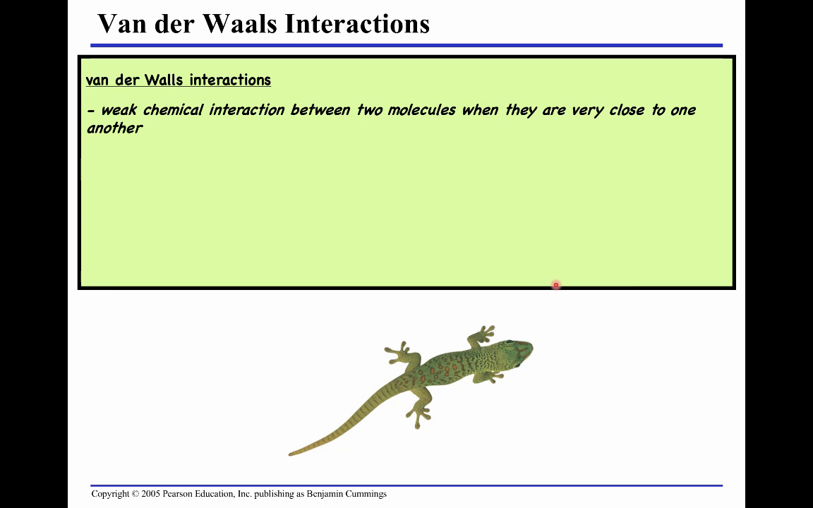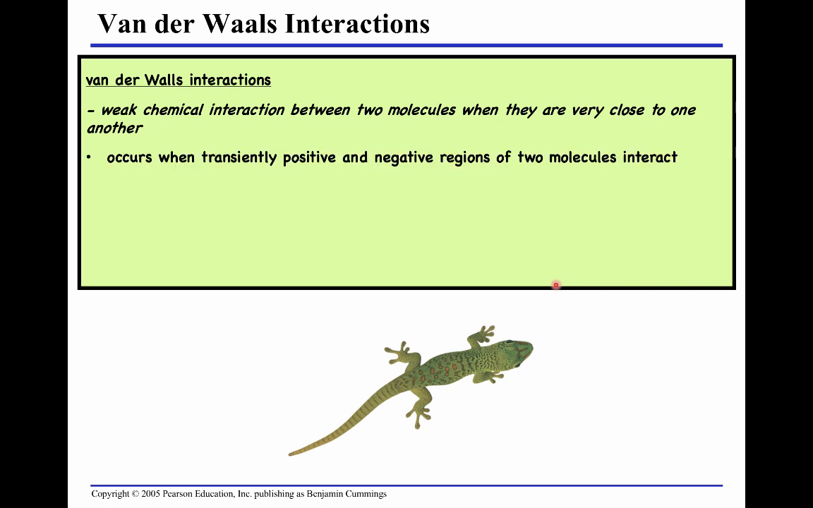The last bond are van der Waals interactions, and those are very weak interactions from two molecules that come very close together. So it's based on the fact that atoms are kind of partially positive and negative, depending on where those electrons are. And so you can have these partial regions of polarity within an atom interact with another atom. But that interaction only occurs when they're very, very close. So you have to be very close to each other.